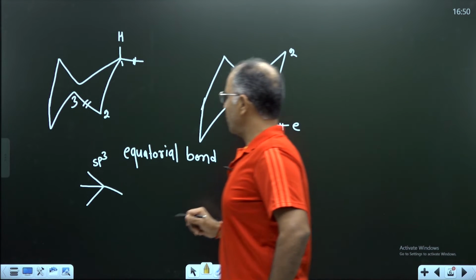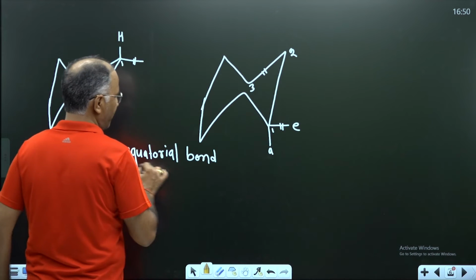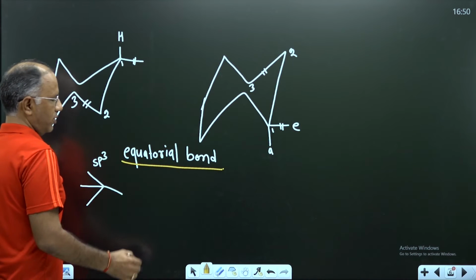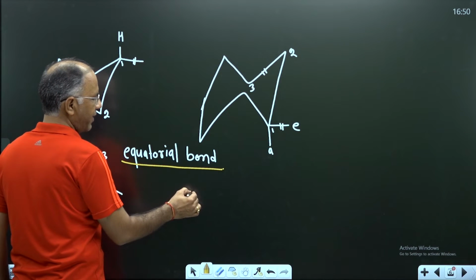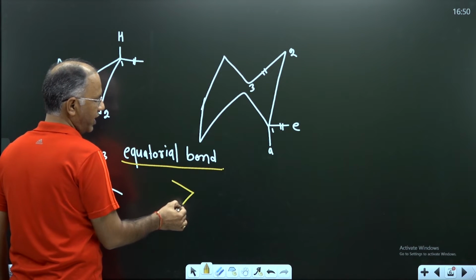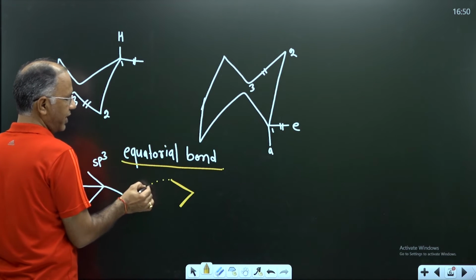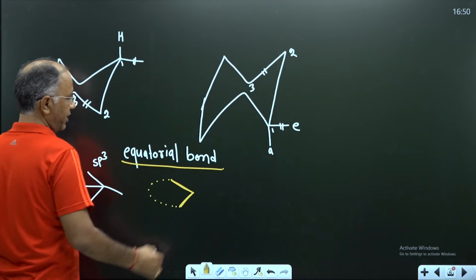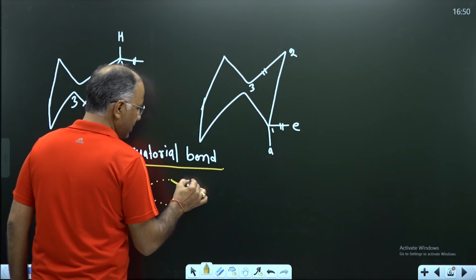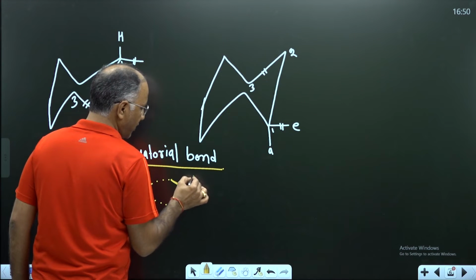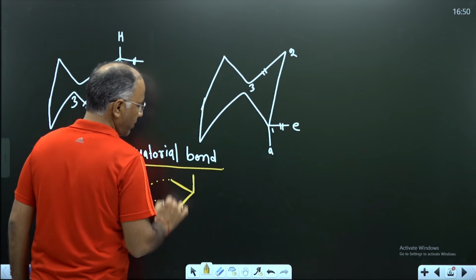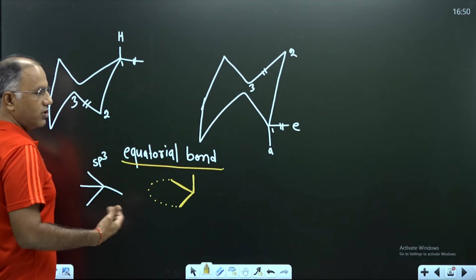Now one more type of bond is there, which is known as equatorial bond. Now since carbon is sp3 hybridized, we have 4 valencies. Suppose these 2 valencies are going inside the ring, they are forming the ring. And the third valency is shown by axial bond, and we already explained that axial bond is shown by vertical line. Now what about the fourth valency?